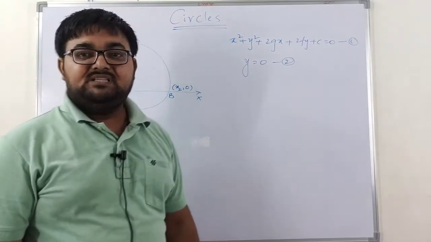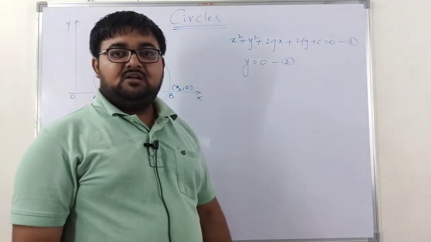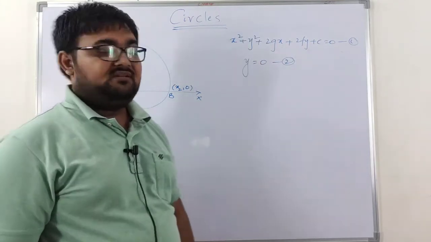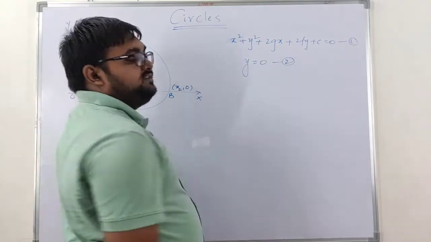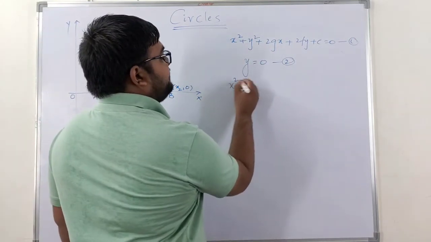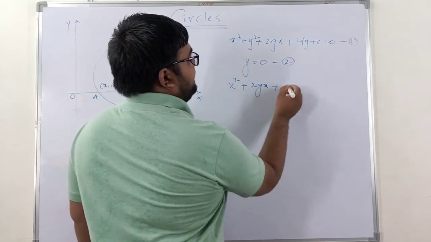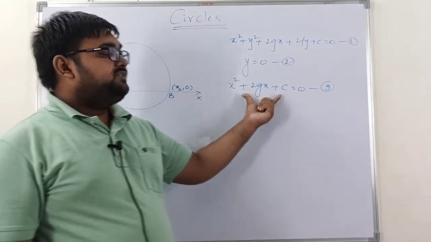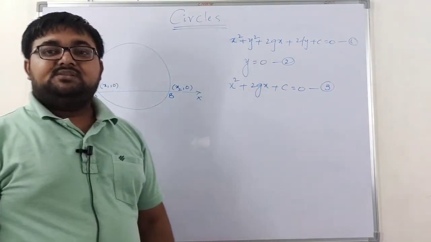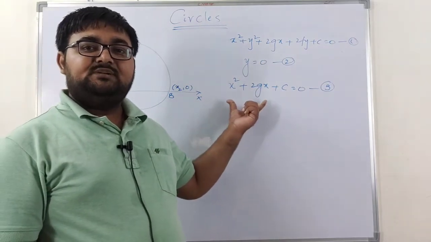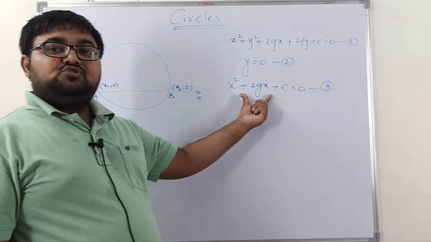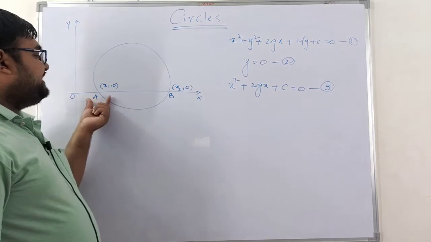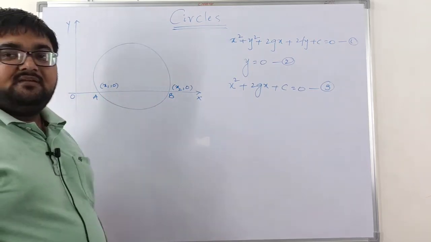Solving equations means you can do it by elimination or some other methods, right? Here we are substituting equation 2 in equation 1. Substitute y is equal to 0 in equation 1. What are we going to get? We get x square plus 2gx plus c is equal to 0. Let this be equation number 3. This is a quadratic equation, so it has two roots, that means two solutions, and those two solutions are my x1 and x2, which make my points A and B.